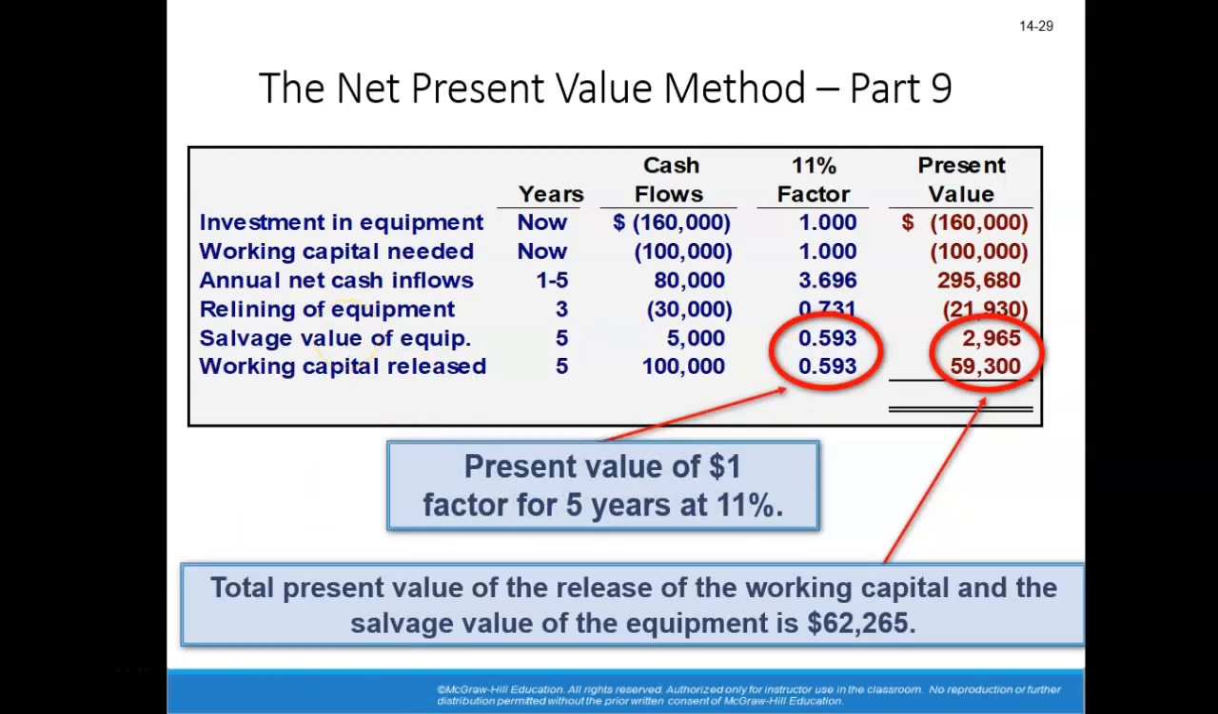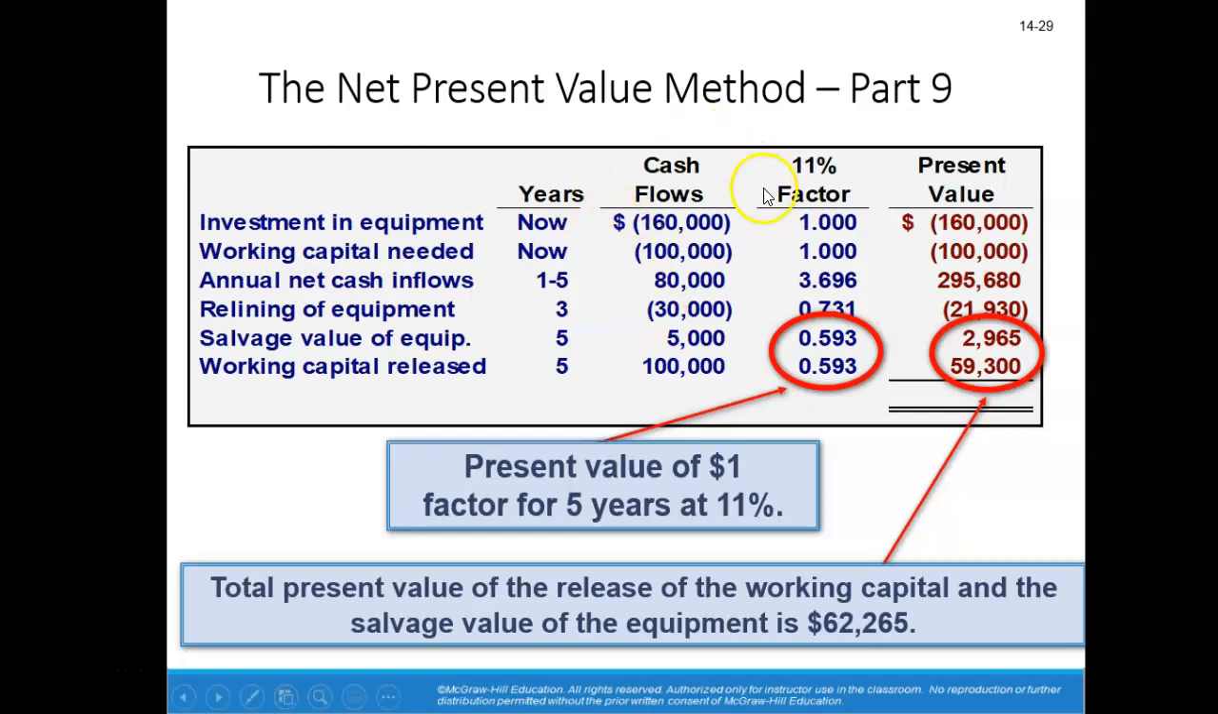We're saying at the end of 5 years, we can sell the equipment and receive $5,000. Now, again, that's 5 years from now. We're saying what is the present value of that $5,000? Use the same table. Present value of a single sum, $1. You look up now, N equals 5, I equals 11. Your factor is 0.593. That amount will be $2,965. The present value of that $5,000 to be received 5 years from now.